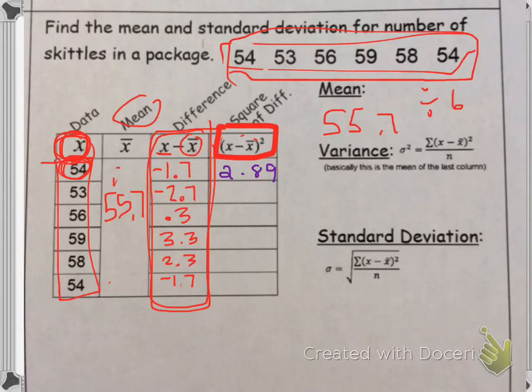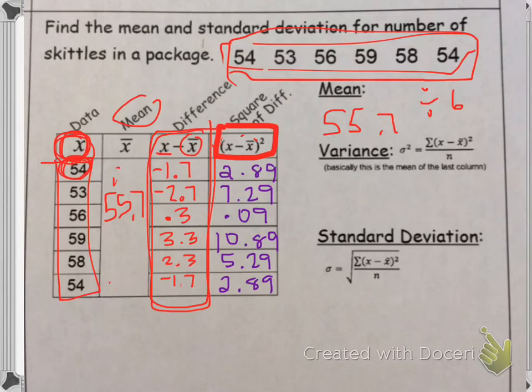Then I'm going to go negative 2.7 squared. I'm just going to punch that in my calculator. And when I did, I got 7.29. I'm going to do 0.3 squared, which is 0.09. 3.3 squared, which is 10.89. 2.3 squared, which is 5.29. And then the last one to square, we already did up at the very beginning. A negative 1.7 squared is again going to be that 2.89.